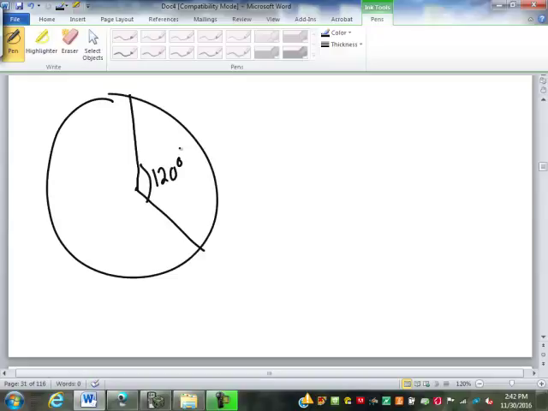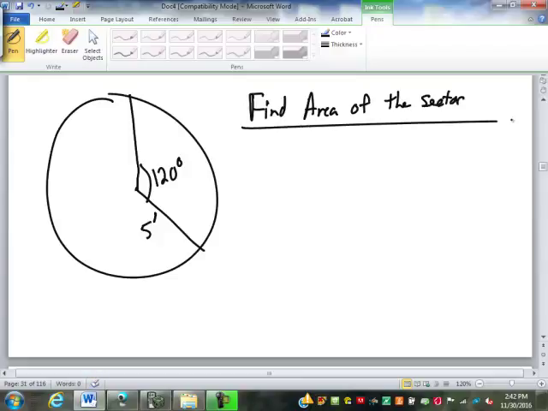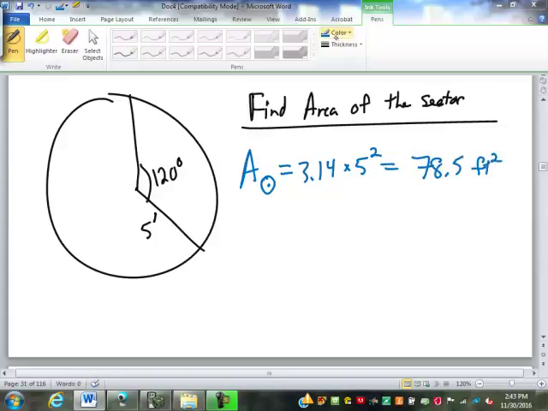So I've got a sector that's 120 degrees, and we're going to go with a 5-foot radius. Find the area of the sector. Okay, so our first step is to find the area of the full circle. So that'd be pi, or 3.14, times, is it going to be 5 squared or something else? It will be 5 squared because that is our radius. So that gives us 78.5 square feet is the area of the whole circle.